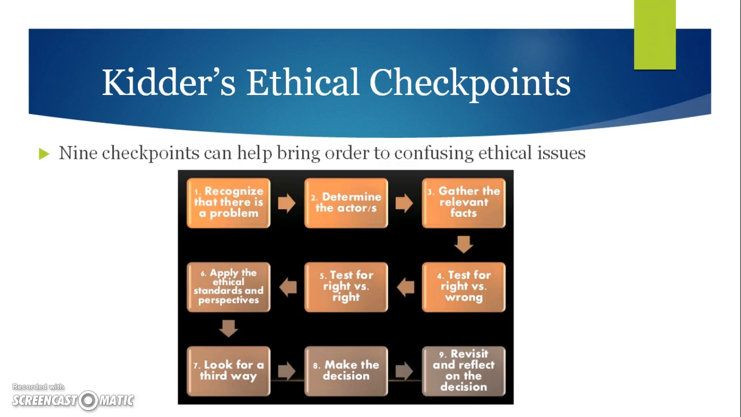So the first one is recognize that there is a problem, then determine the actor or actors, gather the relevant facts, test for right versus wrong, test for right versus right, apply the ethical standards and perspectives, look for a third way, make the decision, and revisit and reflect on the decision.